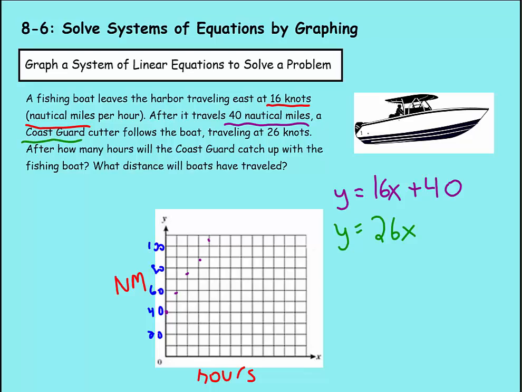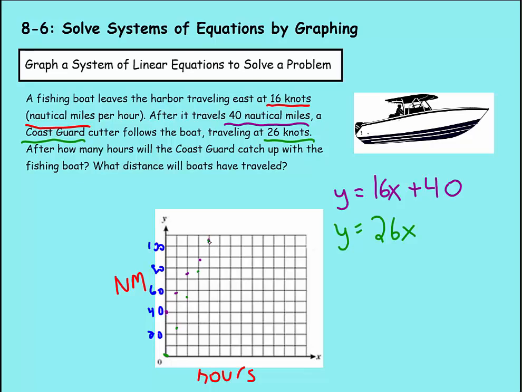This Coast Guard boat, on the other hand, has a 40 nautical mile distance to make up, but it's traveling at a rate of 26 knots. So it starts at 0, and then a slope of 26. So 1 would be 26, right about here. 2 would be 52. See how it's catching up? 3 would be 78, and 4 would be 104.